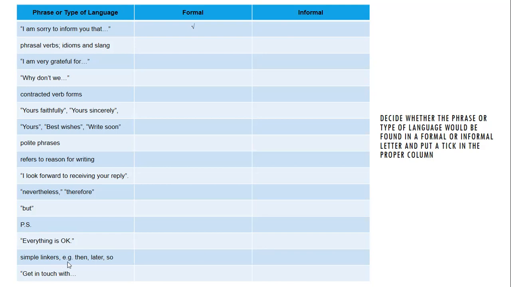Informal. Simple linkers, for example, then, later, so. Informal. Get in touch with. Can be both, yes. Yeah, it depends on the context.